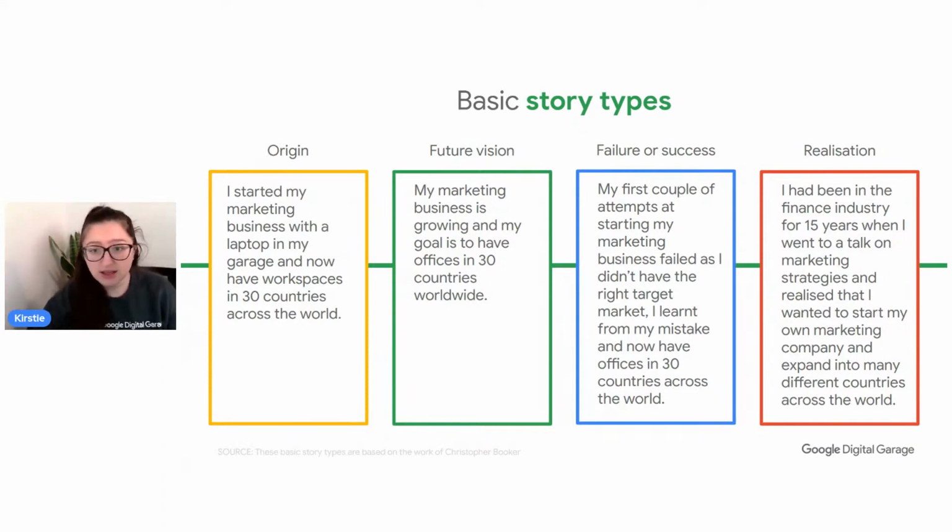Failure or success. My first couple of attempts at starting my marketing business failed as I didn't have the right target market. I learned from my mistakes and now I have offices in 30 countries around the world. So with failure versus success, we're starting to think, okay, what lessons have we learned? What have we had to have happen to us as the narrator to achieve a certain outcome? And that's what we're trying to bring our audience on board with, to say, okay, so you've got that credibility of really not a straight line up.